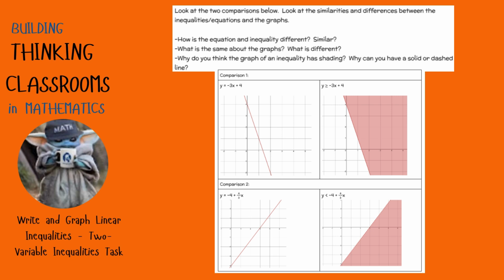Now, one thing that some of our groups did not do is once they analyzed comparison 2 and realized there's the dashed line, they didn't necessarily go back to comparison 1 and think about, well, why does comparison 1 have the solid line for the graph of the inequality, but comparison 2 has the dashed? We did have students that were able to make that connection between the inequality symbol and the dashed or solid line and the inequality and where the shading should fall.